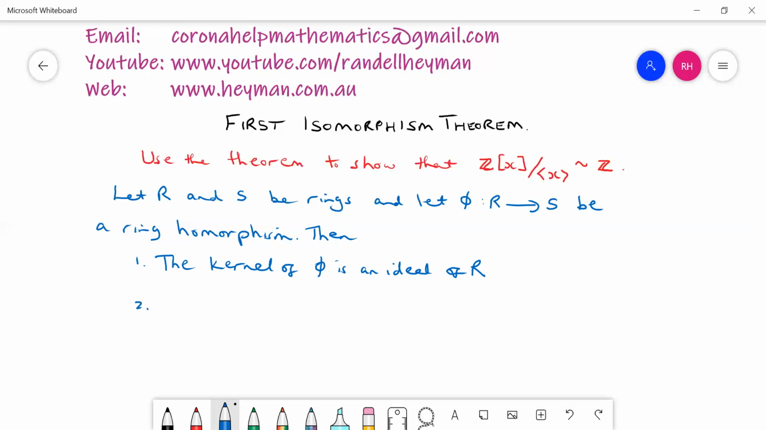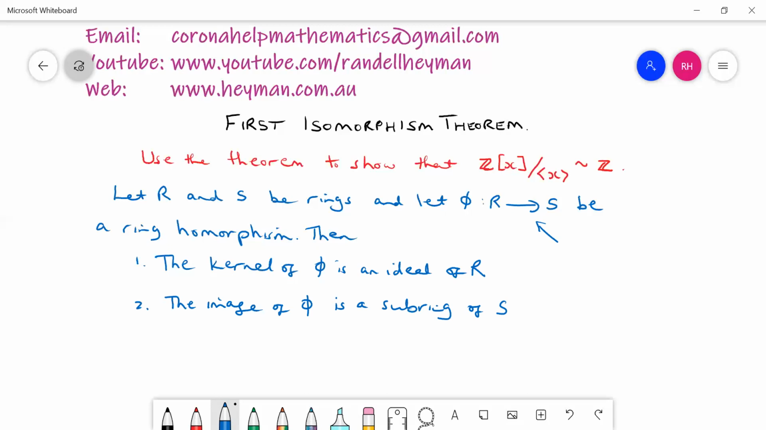Two, the image of phi is a subring of S. So I'm saying the image is obviously a subset of S, because phi maps R to S, which we had up here. So it's clearly a subset. What this is saying is that it's actually a ring itself. So the image of phi will be a ring itself sitting within S.